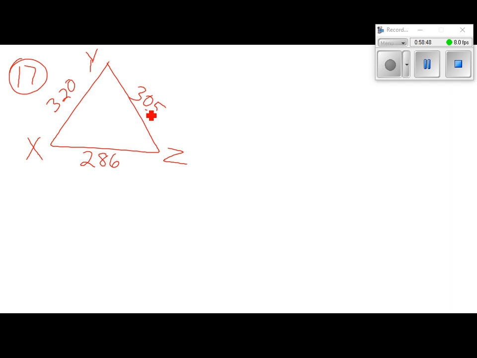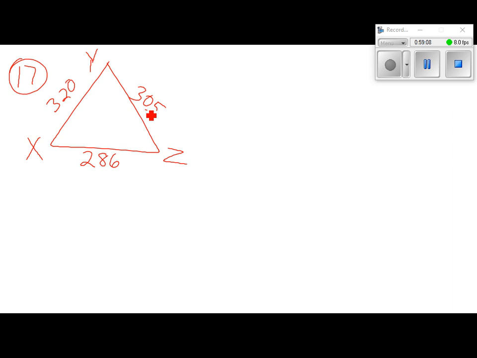Now, from here on out, is it going to matter? Yeah, because the thing has to match up. So we made the 320 what variable? Little z, right? We made the 286 little y, and we made the 305 little x. They want us to find the angle. They want us to find all the angles.